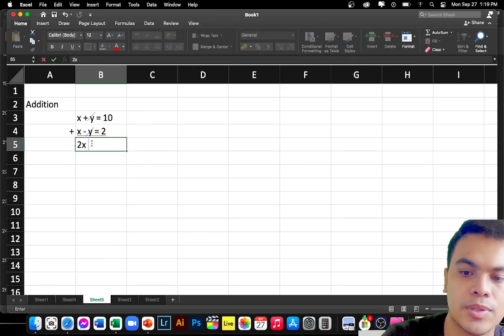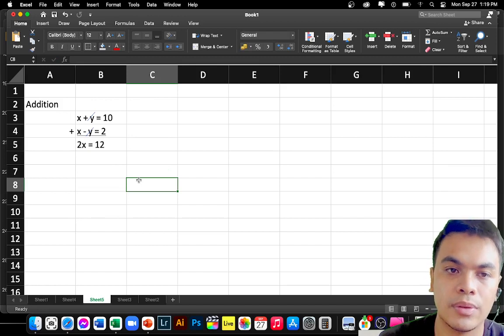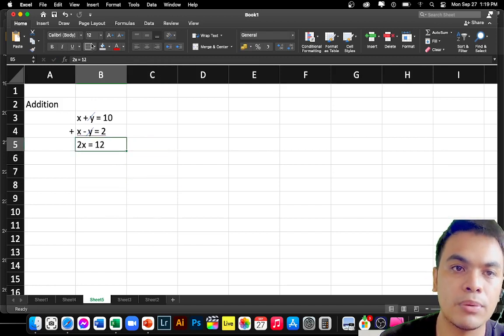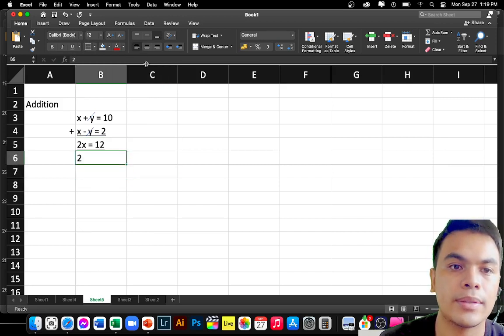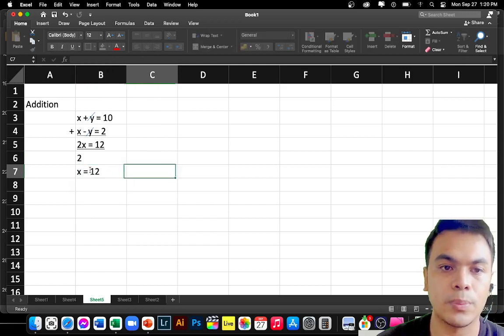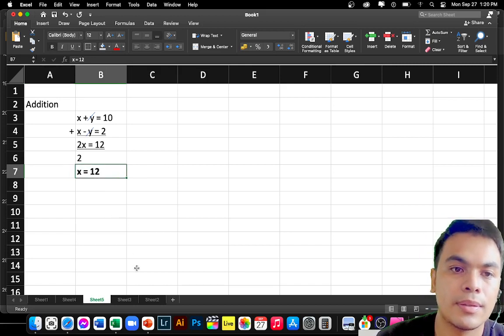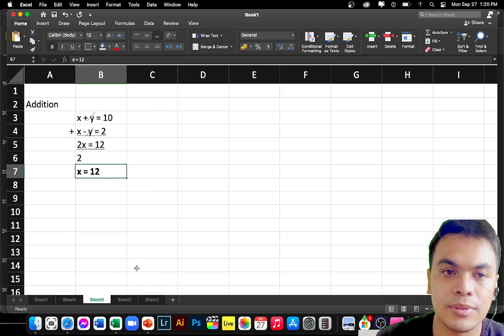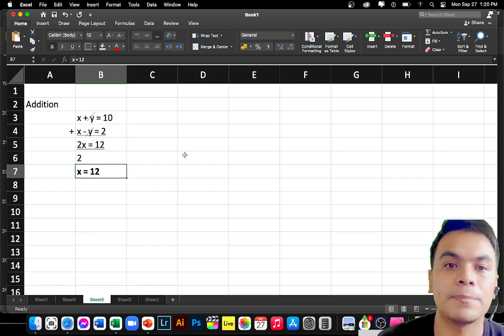So, we have 2x is equal to, kasi x plus x is 2x, and 10 plus 2 is equal to 12. Okay? Then we divide both sides with 2. Alright? And now we have the value for x, which is x is equal to 6. So we now need to find out the value for y. So we can either use the first formula or the second formula. Kasi we now have the value for x naman eh.